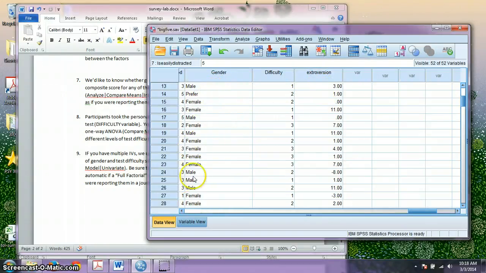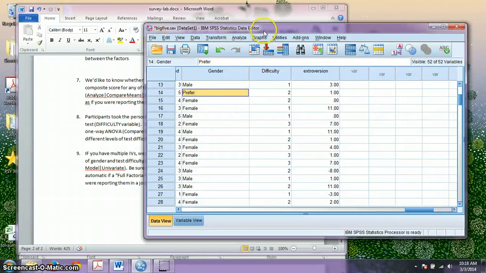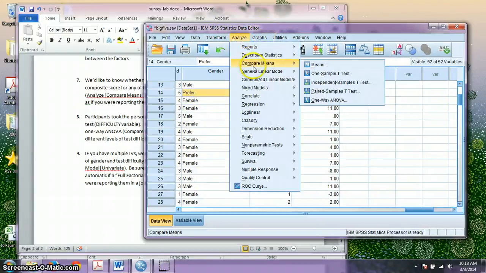And you can see there's different values of gender. There's actually more than two, but there's a few people who chose to prefer not to say, which got coded as prefer here. To test this, we will go to compare means and do an independent samples t-test. Because gender is a between subject variable, we do an independent samples t-test instead of a paired samples t-test, which we would do if we measured the same thing in two ways on each person.